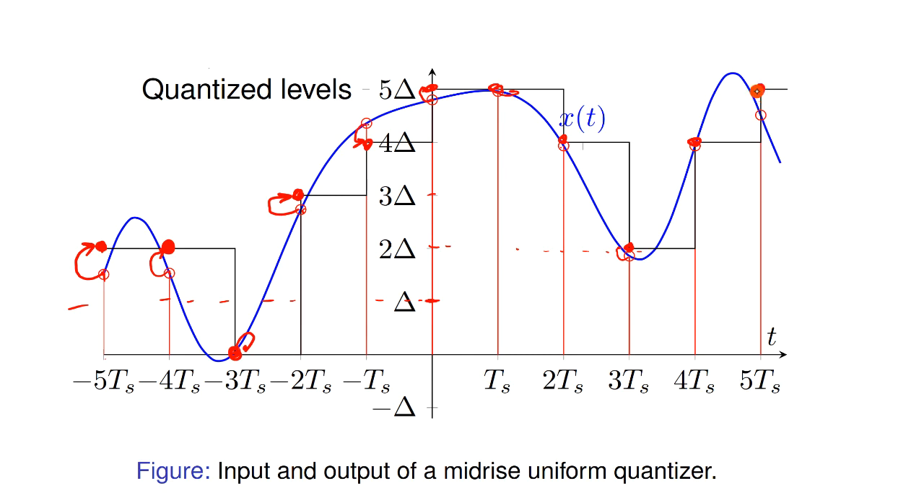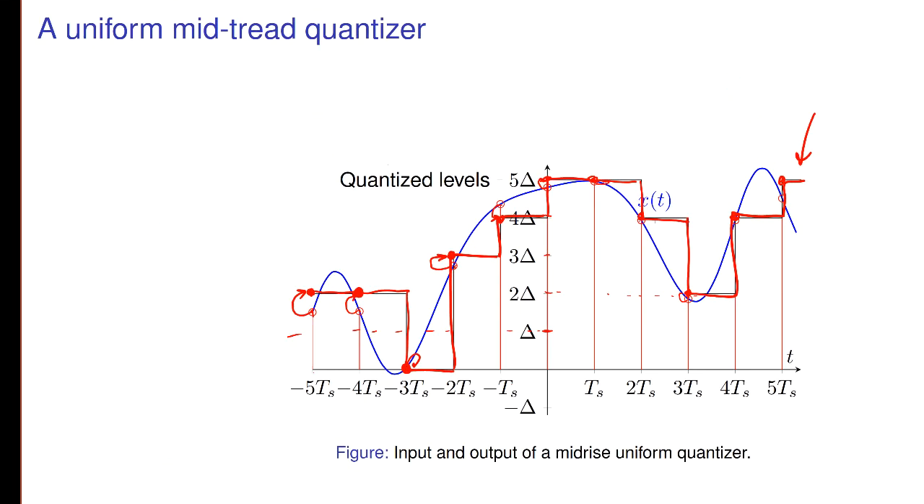One way to reconstruct your signal is to make the quantized value constant: I just hold this value, hold this value, always hold on to your values. Of course you can do better than that, but this is just one simple way. So this is the signal which is first sampled and then quantized. If you have more levels here, these errors will be reduced.